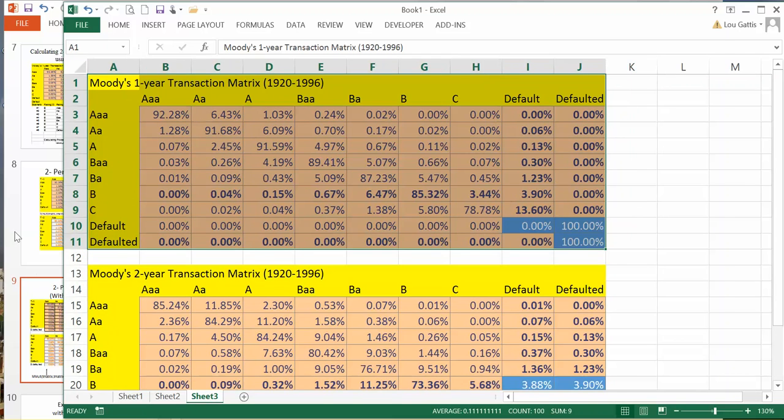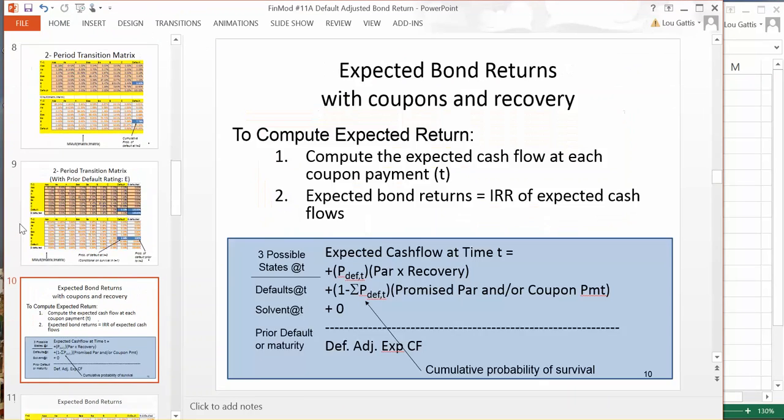So now we're ready to calculate the expected return of a bond. The expected return of the bond is the IRR of expected cash flows. The expected cash flows are the probability of any state times the cash flow in that state. So I'm looking at a bond in any given year T. There are 3 possible states for that bond. It could default in that year. If it defaults in that year, we'll take the probability that it defaults in that year times the payment in default, which is by definition the par times the recovery rate.